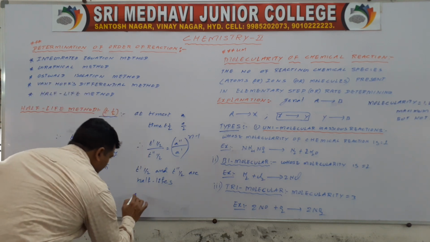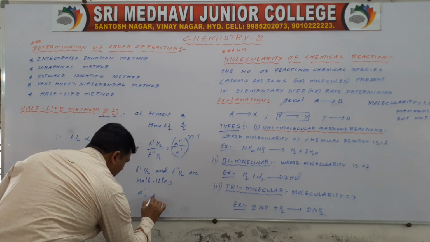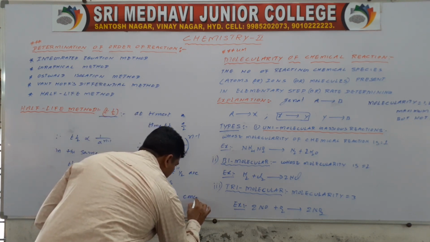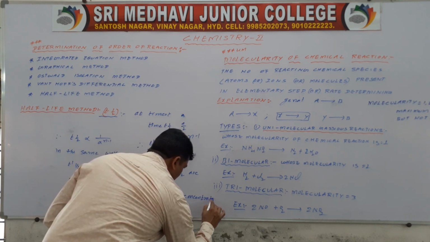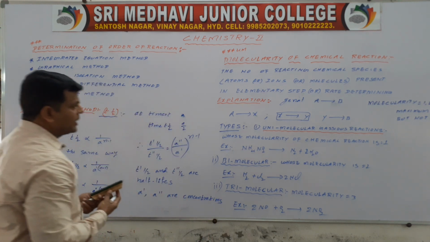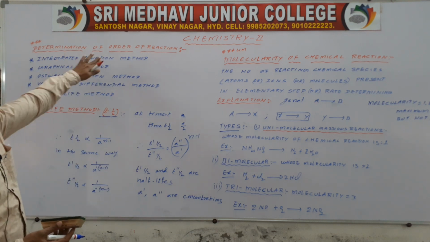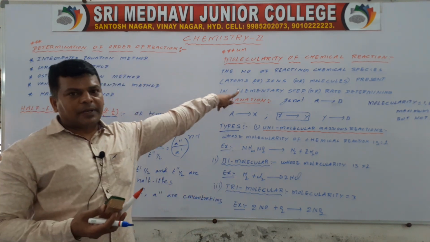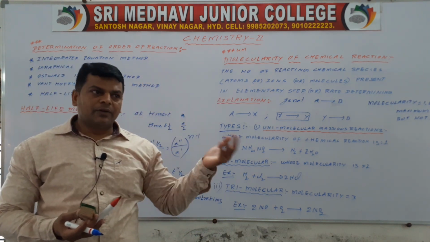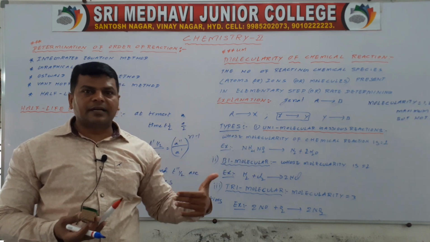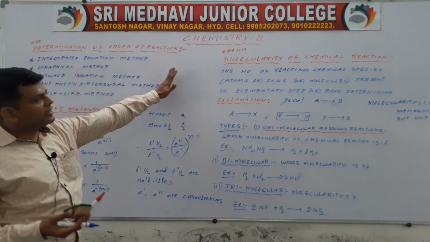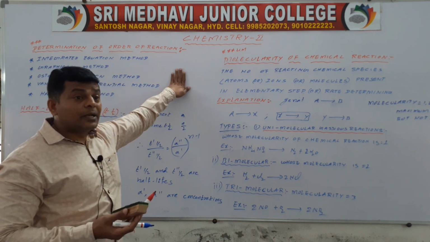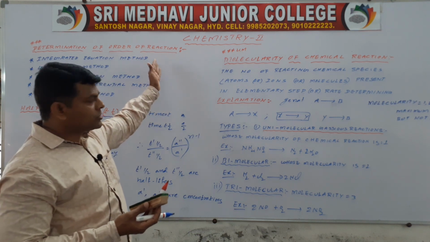Okay, then a1, a2 are concentrations. This is the way of determination of order of reaction. So this topic I have to tell before this topic. Once order of reaction is over, then we will discuss zero order, first order, second order and nth order, then determination of order of reaction. So what is order of reaction, how it is determined experimentally, you have to write this.